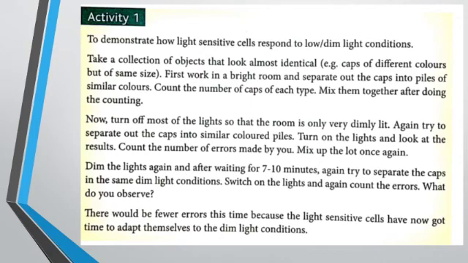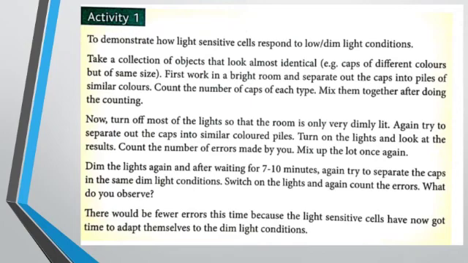Again try to separate out the caps into similar colored piles. Turn on the lights and look at the results. Count the number of errors made by you. Mix up the lot once again. Because the light is dim, you can combine the caps of different colors. You can get confused in dim light, which means you will not be able to see colors clearly in dim light.